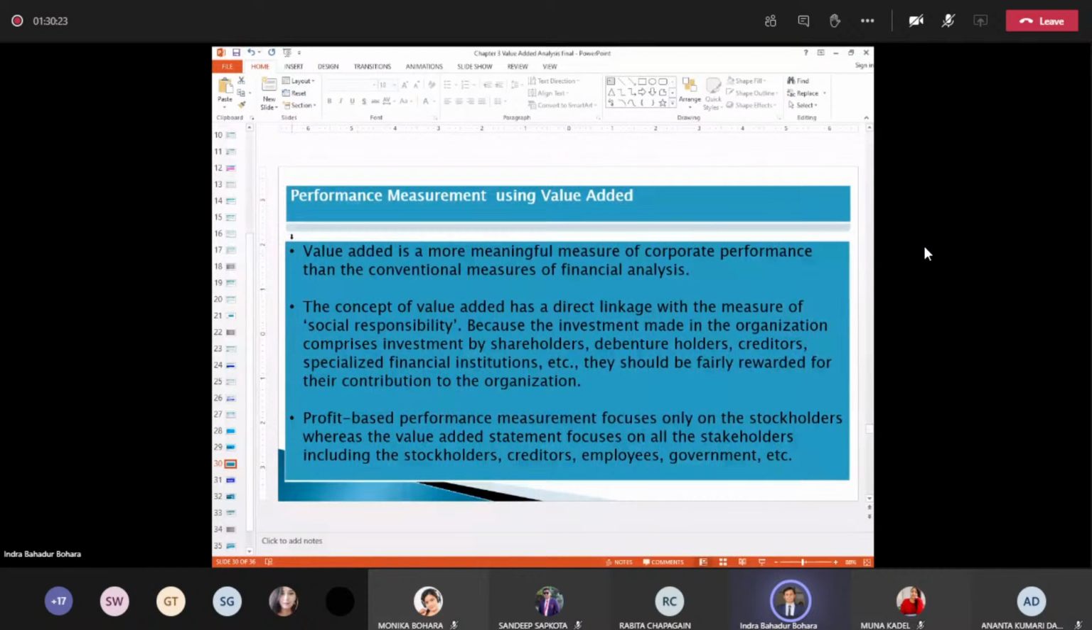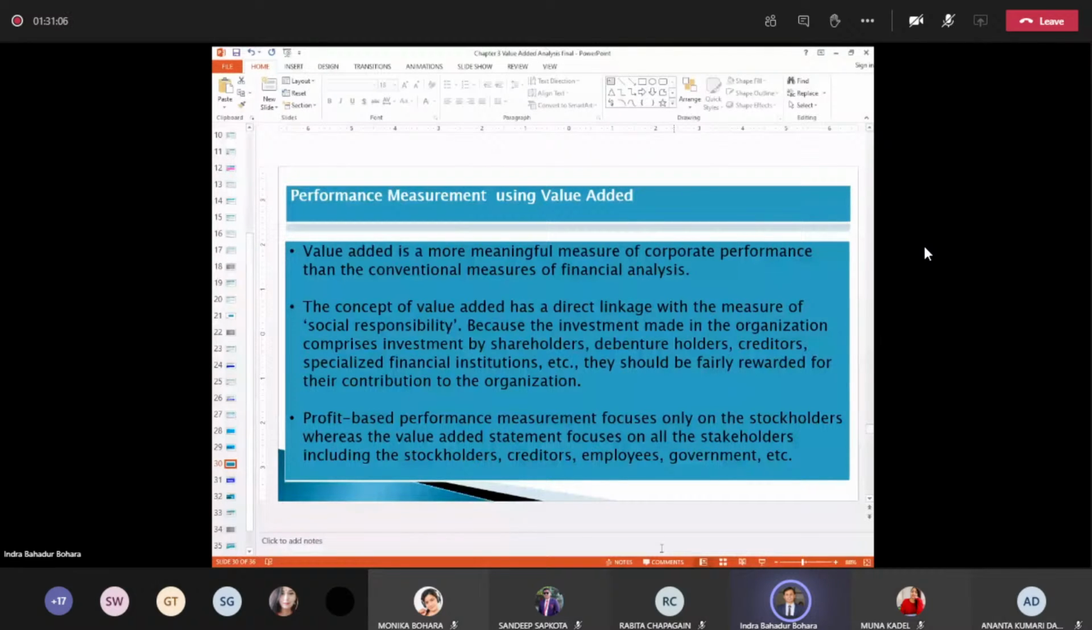Last topic is performance measurement using value added. I had already told you the value added statement is used to determine the value added and to show the amount of distribution of value added into different headings. When the distribution ratio towards the employees is high, it shows more payment to the employees out of total value added.